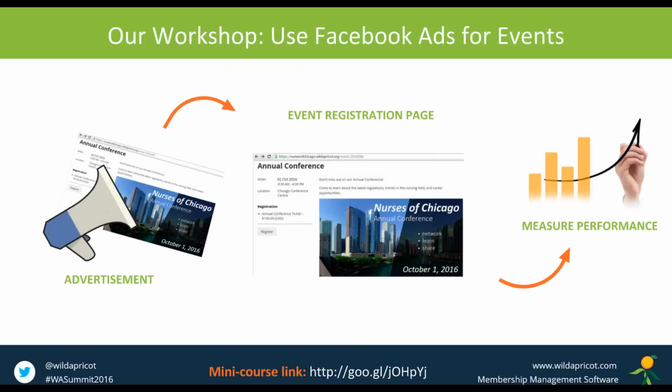So on to our workshop now. Again, I want to repeat the strategies. We're going to create a Facebook ad. We're going to direct that ad to the event registration page within Wild Apricot or whatever software you're using, and then we're going to measure the performance of the ad right after to figure out if the ad is actually effective. And measuring the performance is really the most important part of this entire thing, because you can invest a lot of money and not get any sort of return if you're not constantly measuring.